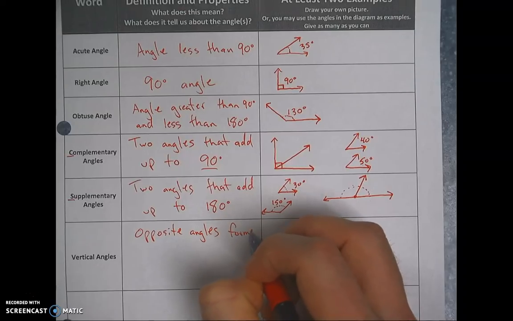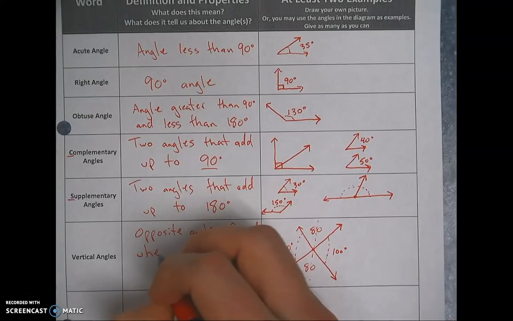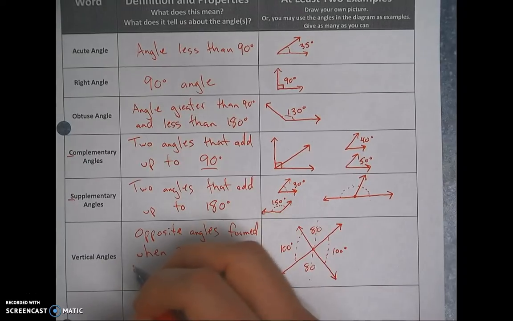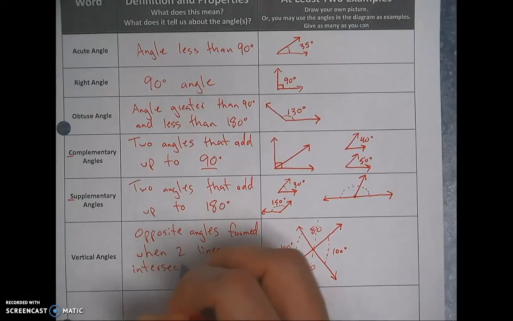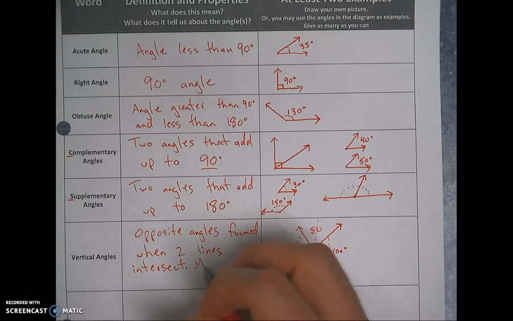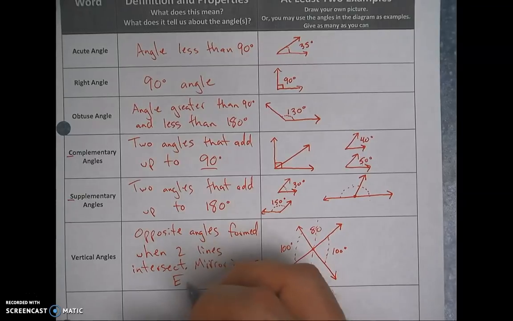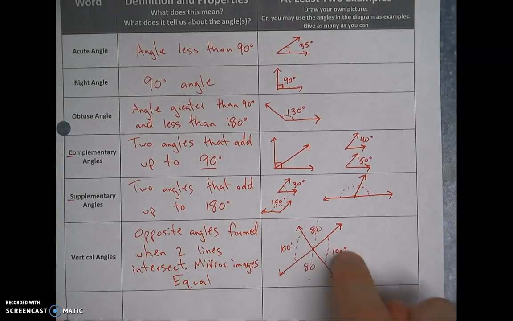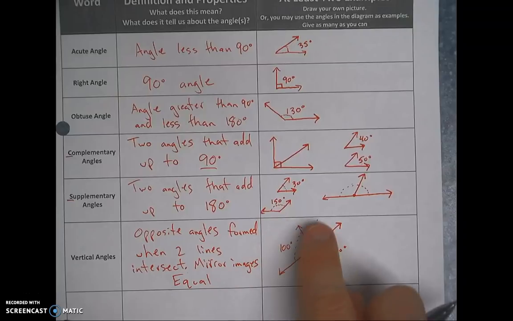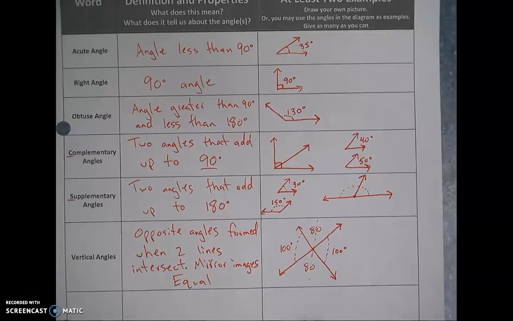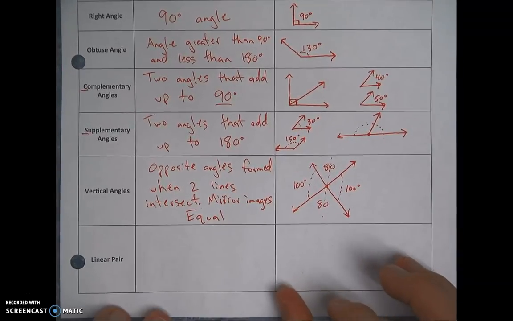And they're formed when two lines intersect. And we said they're mirror images. The most important part is they are equal. Okay, the opposite angles across from each other when two lines intersect, we call them vertical angles, and they're equal to each other. Very important.